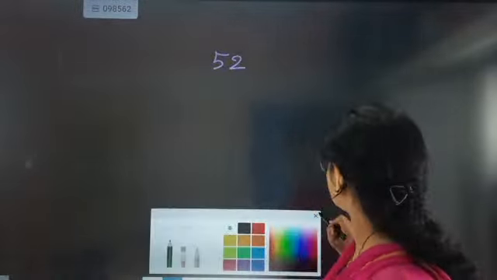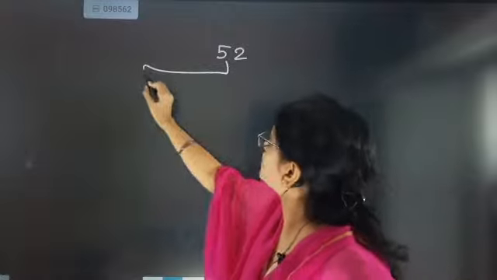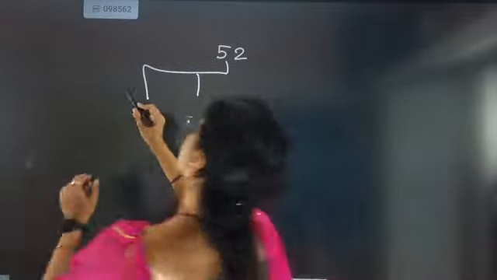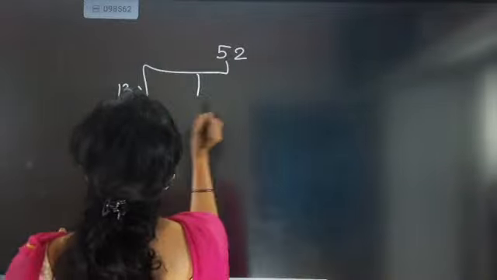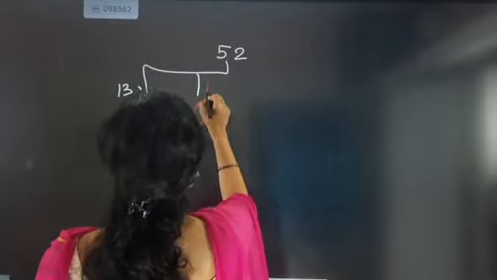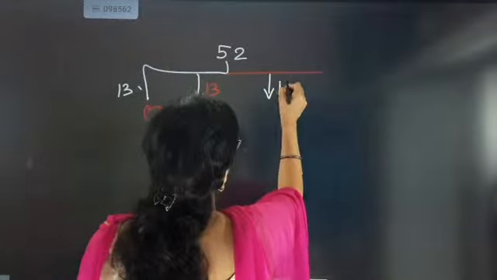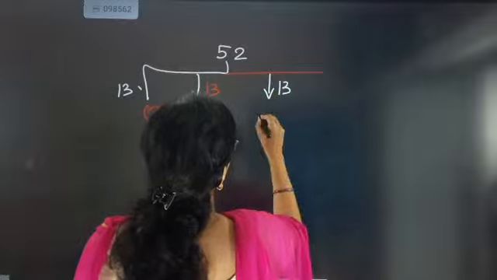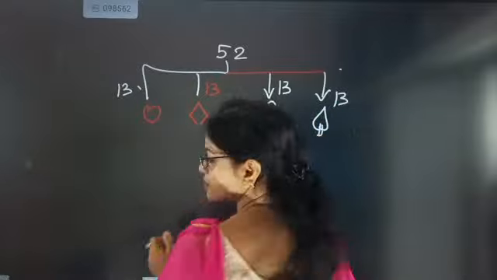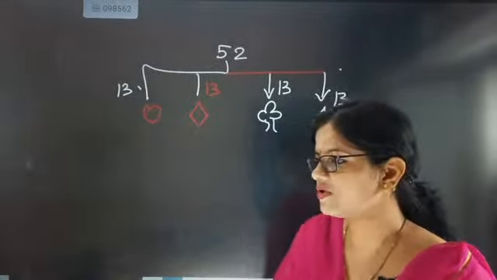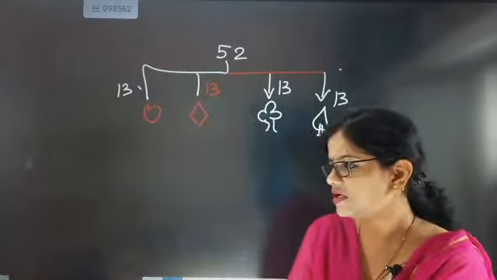Is it visible? Or I'll change. Total 52 cards will be there. Out of that 52 cards, 13 cards will be heart, and then 13 cards will be diamond, and then the remaining will be black cards, spade and club. So 13 spade and 13 club will be there.